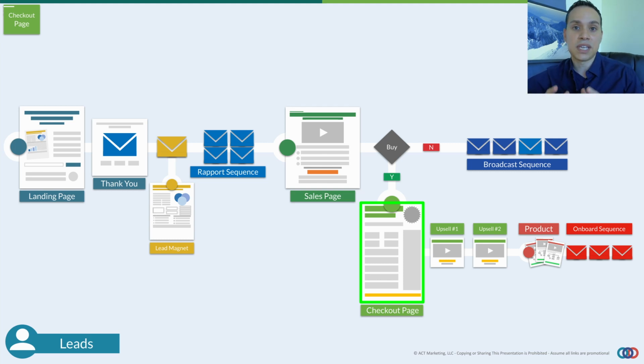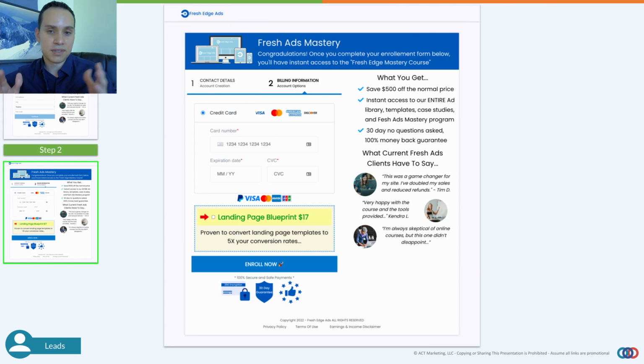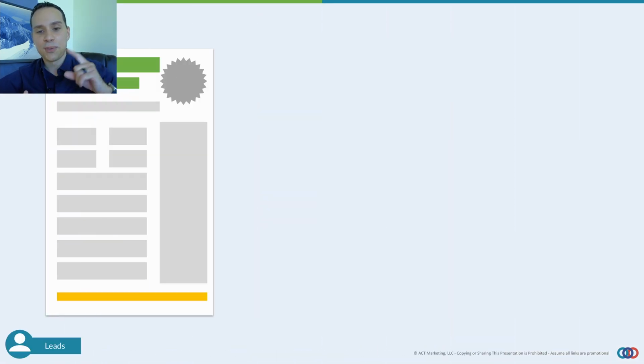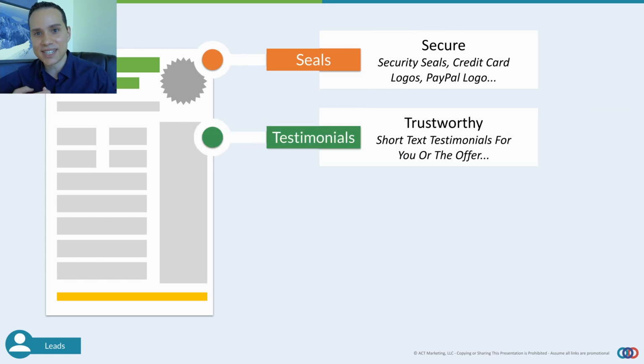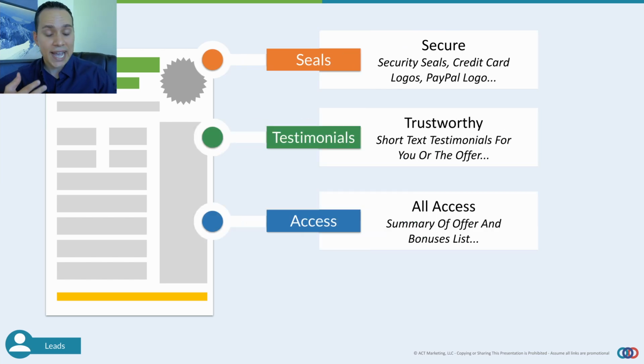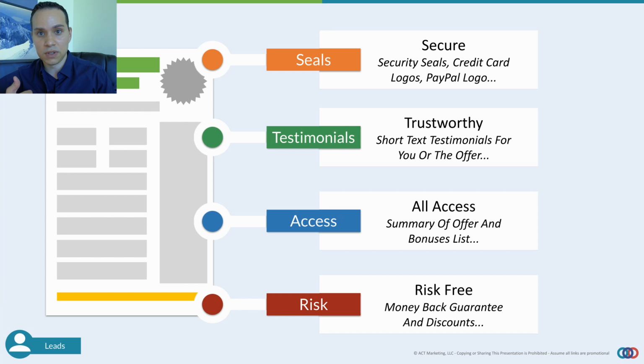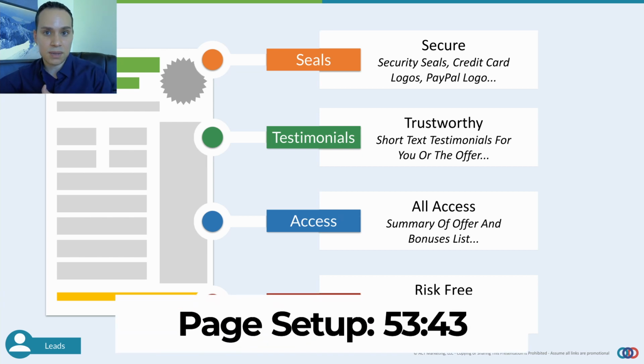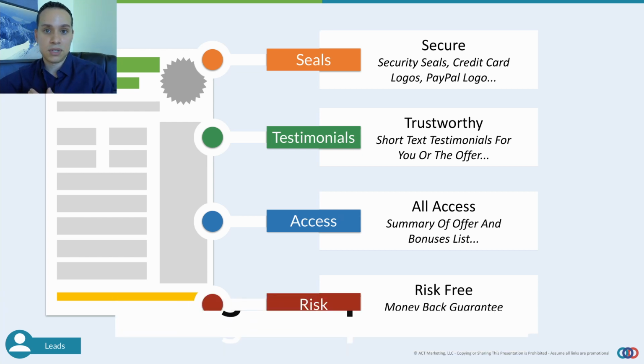And to do that, we'll be using the STAR framework. It's silly, but hey, I was trying to come up with an acronym for this. So we need secure seals, we need trusting testimonials, we need all access, and we need risk removal. So we'll go through each one of these elements and how to include them on your own checkout page. And if you want to skip ahead to building inside of Systemi.io, here's the timestamp to do that.